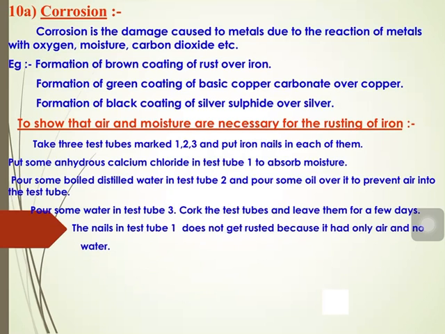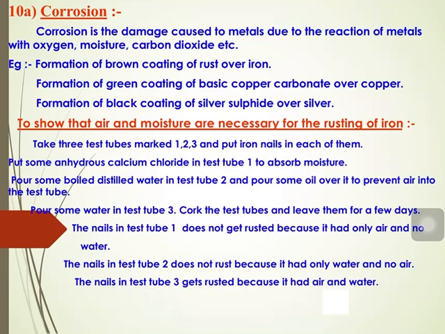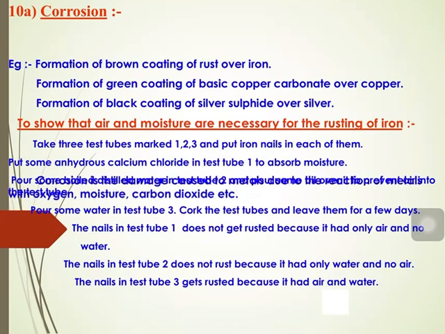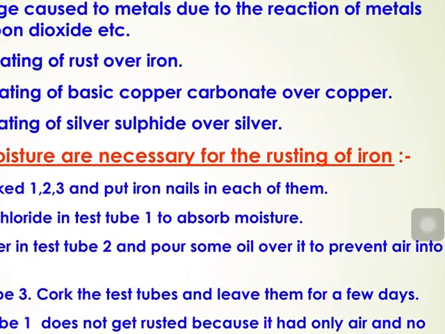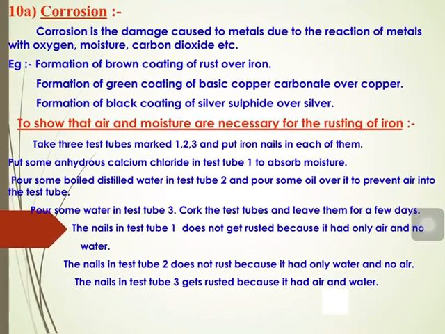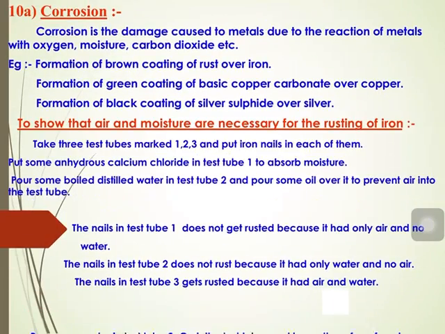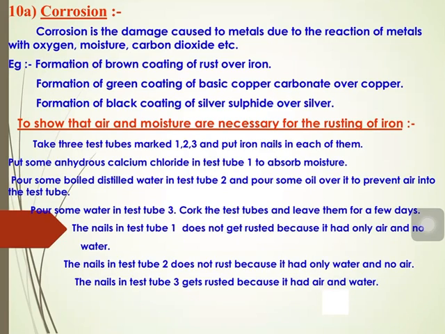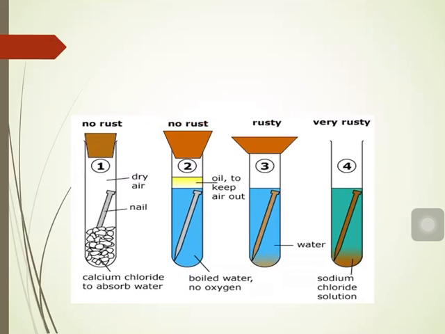After some days, we will see that the nail in test tube 3 has rusted, and the nails in test tubes 1 and 2 don't get rusted. Why? You can see from the next slide, where the pictures are shown, that the nails in test tubes 1 and 2 are not rusted. So in test tube 1, what is happening?